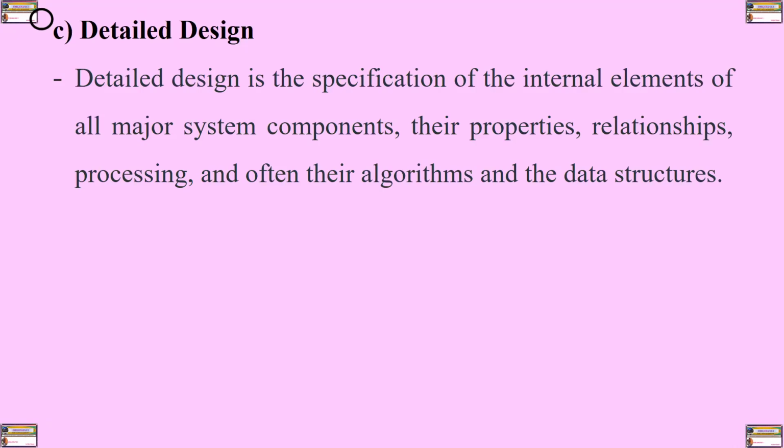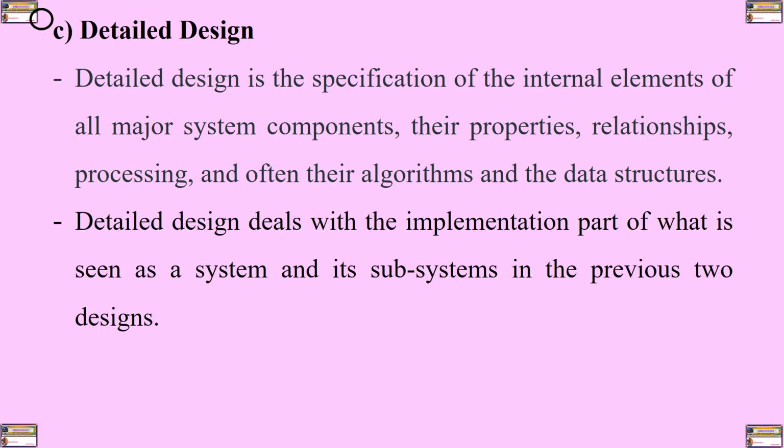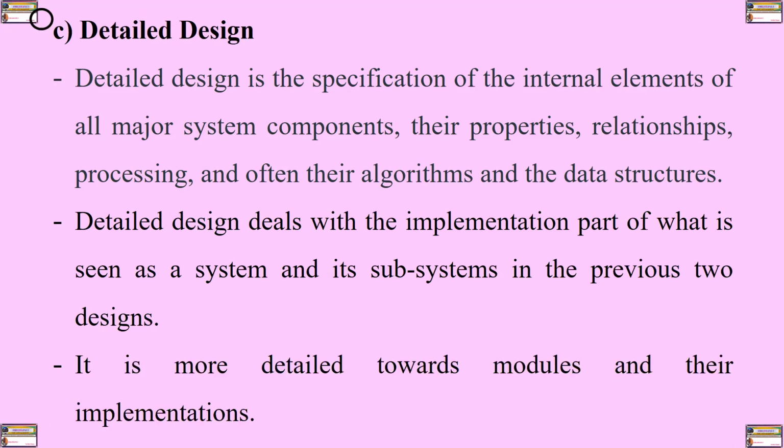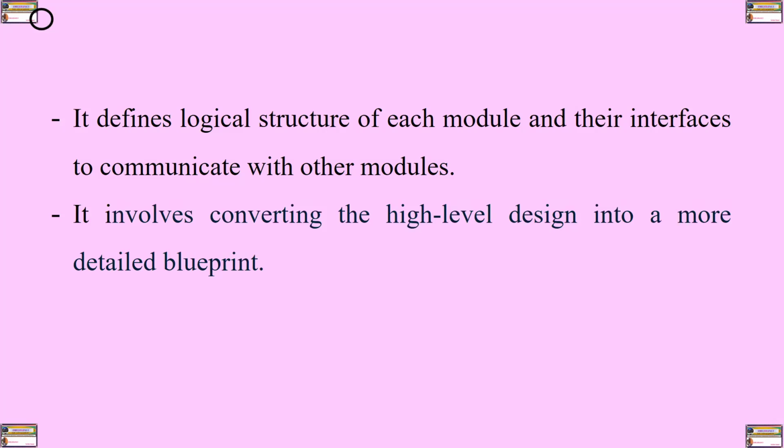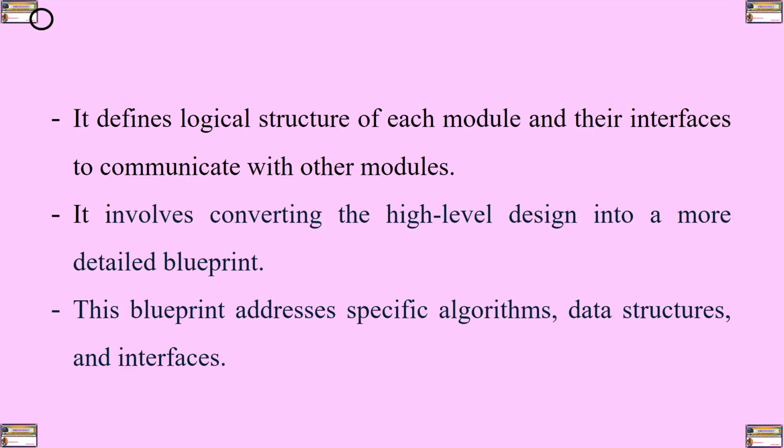While the detailed design is the specification of the internal elements of all major system components, their properties, relationships, processing, and often the algorithms and the data structures. The detailed design deals with the implementation part of what is seen as a system and the subsystems in the previous 2 designs. It is more detailed towards modules and their implementations. It defines the logical structure of each module and their interfaces to communicate with other modules. It involves converting the high-level design into a more detailed blueprint. This blueprint addresses specific algorithms, data structures, and interfaces.